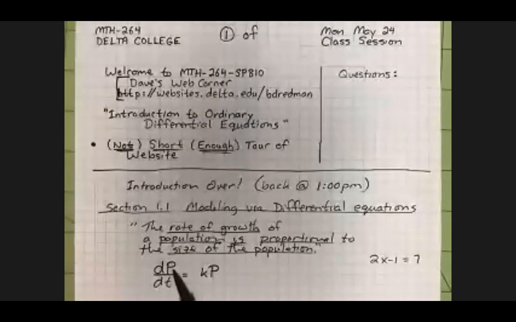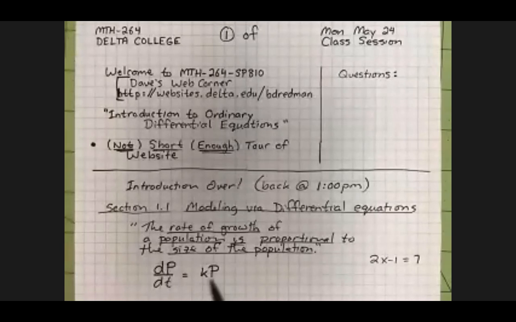It says the rate of change of population with respect to time is a constant times the population. I haven't told you what this constant is yet. Maybe it depends on the population. Rabbits multiply this fast. Money multiplies this fast.